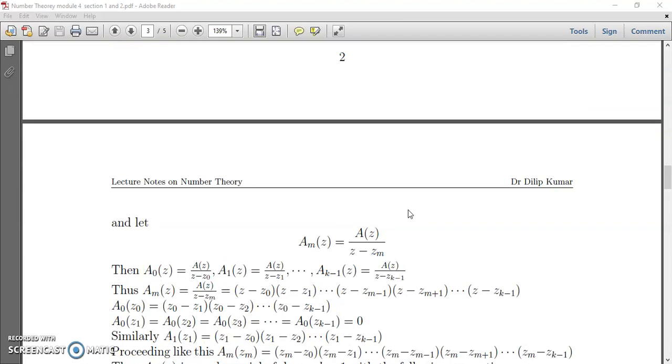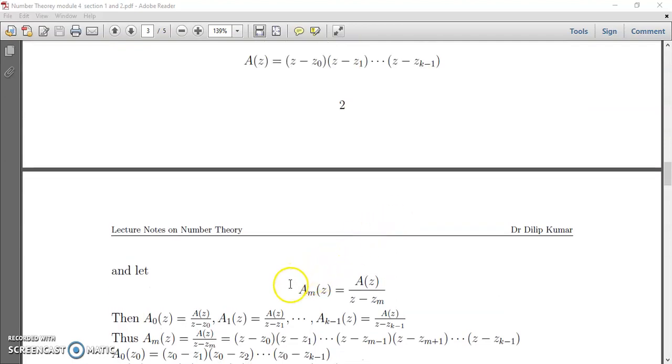Okay. Now let us construct another function am of z. Let am of z be a of z by z minus zm. This is also an assumption. For the sake of understanding, I have just elaborated the steps, and you can skip some steps while you write the exam. Anyhow, let am of z be a of z by z minus zm. That means in this a of z, if you consider am of z, that z minus zm term won't be there. So we will see closely what it is.